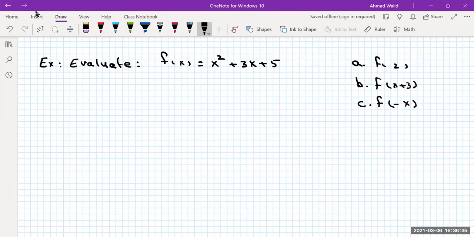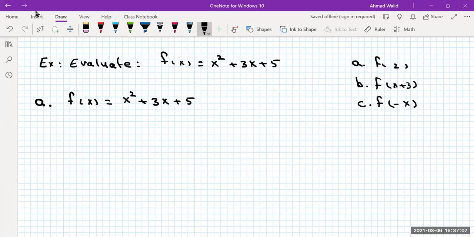Looking at this problem, you shouldn't be scared. Whoa, what should I do? What is this? Easily, I told you, whatever is given, replace your variable on the right side with the given number. Correct? Let's start with A. Let me rewrite the function here. F of x equals x squared plus 3x plus 5.